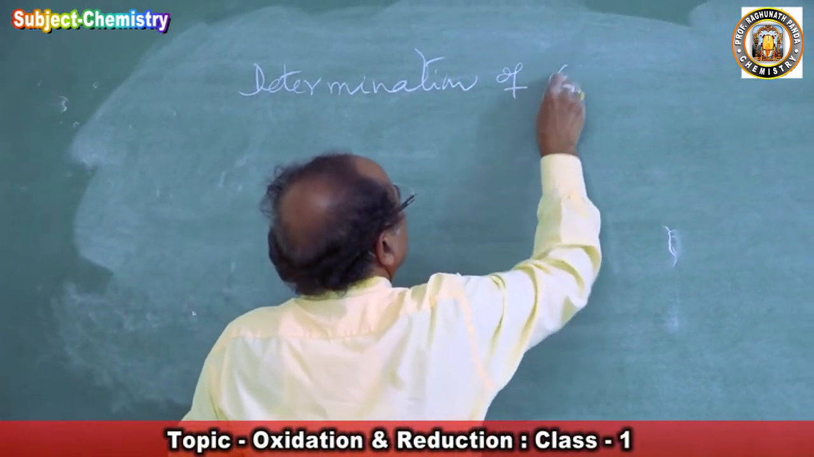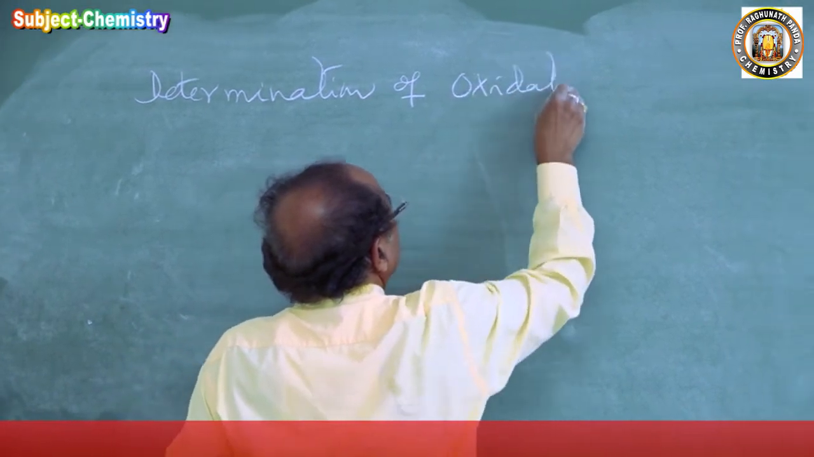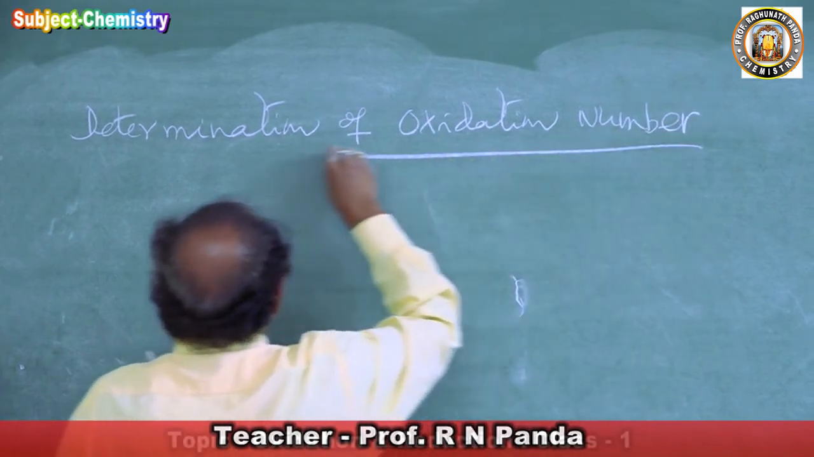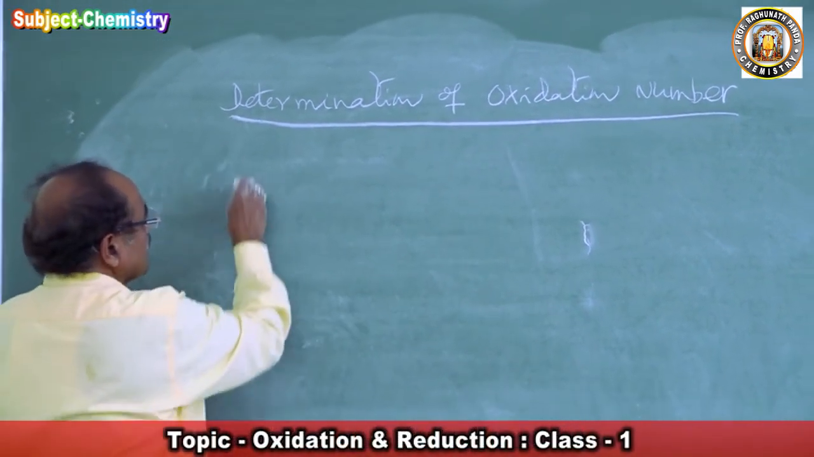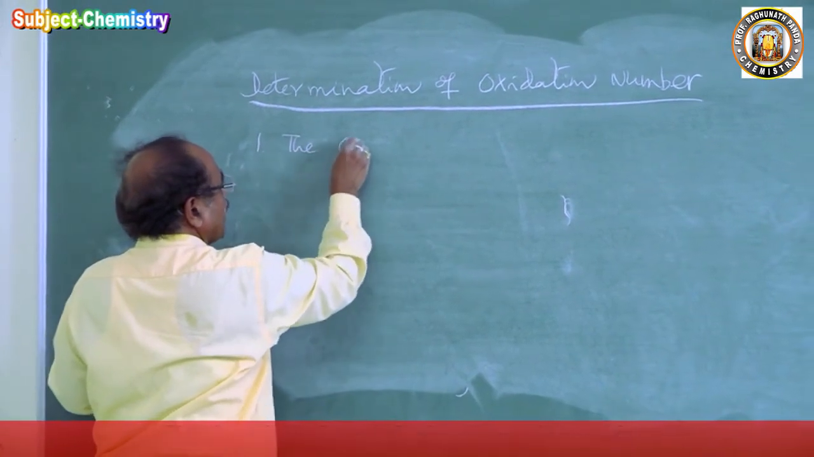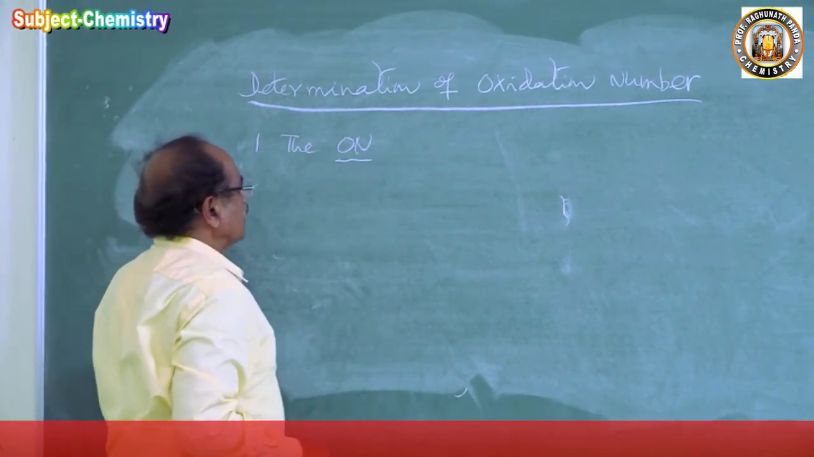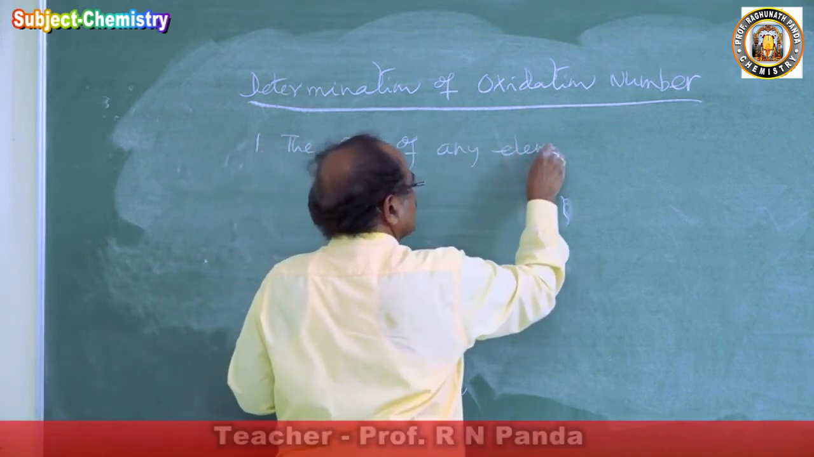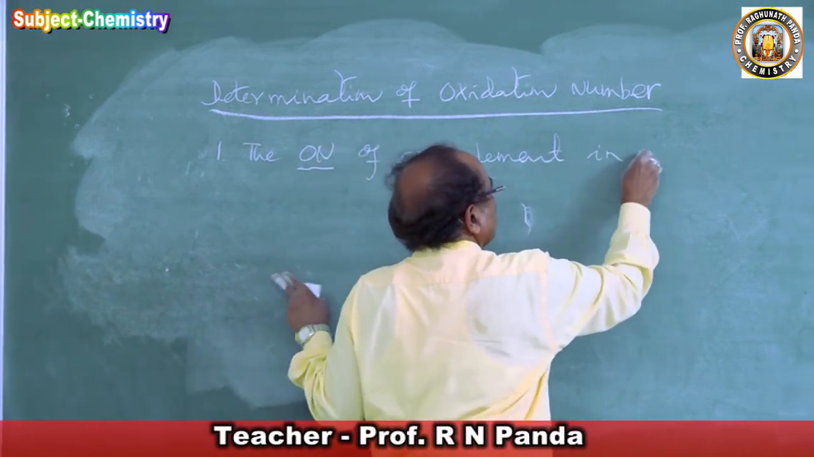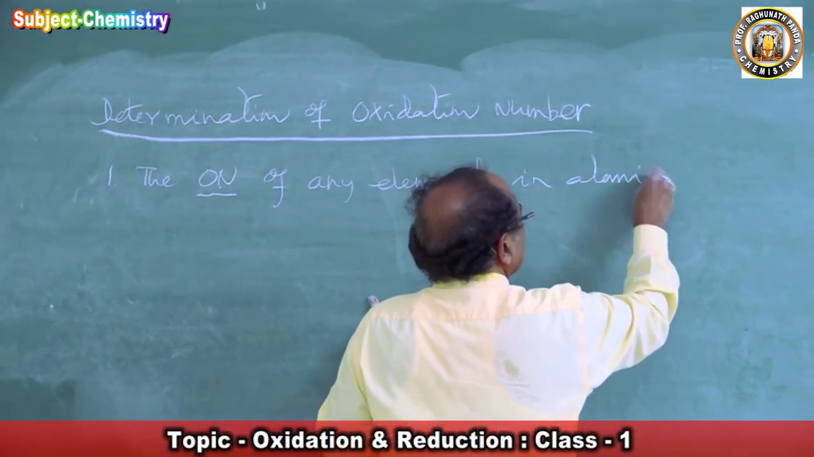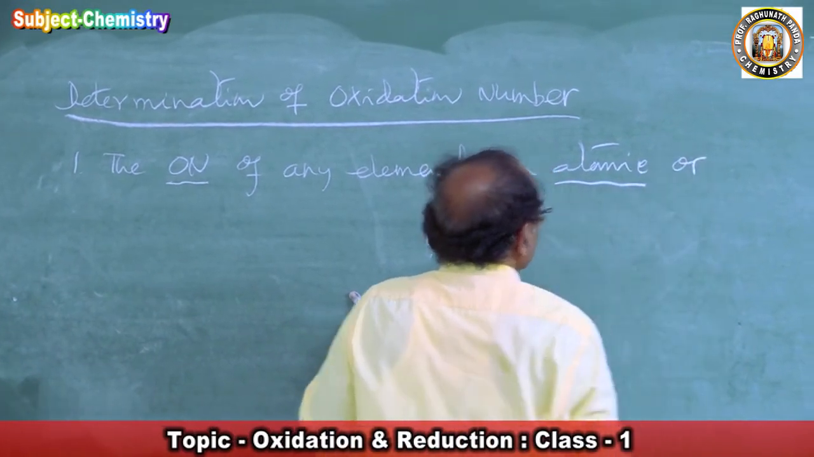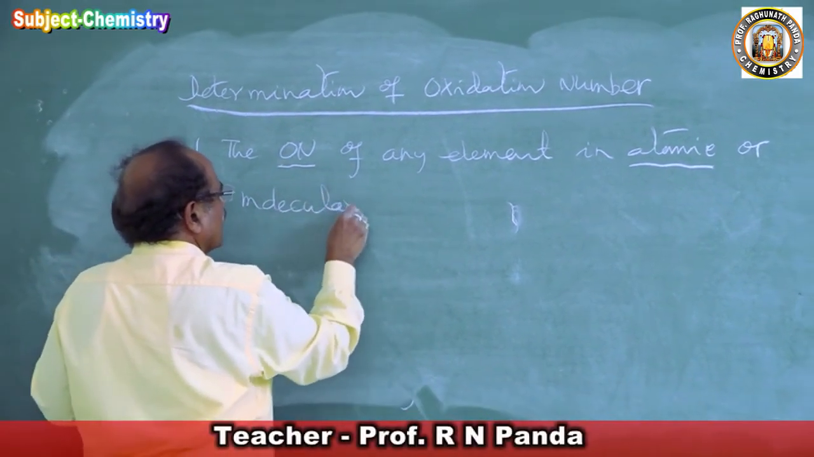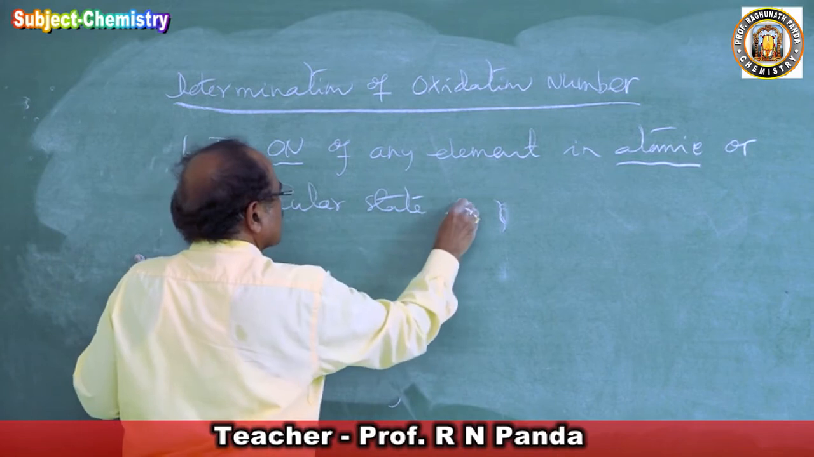Determination of oxidation number. So first is the oxidation number. ON, I am writing, children. ON means oxidation number. So the oxidation number of any element in atomic or molecular state is zero.